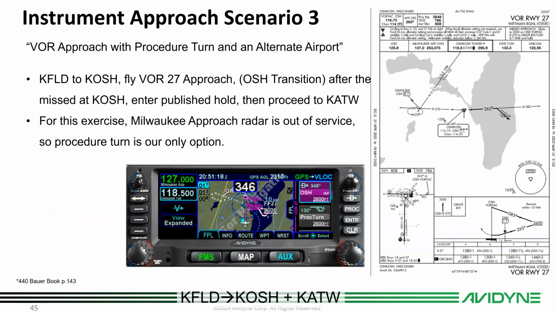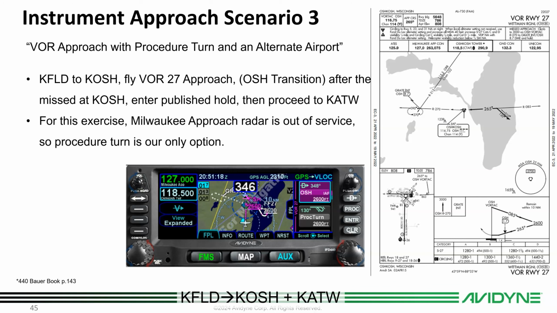Okay, for this scenario, we're going to fly a VOR approach with a procedure turn, and then we'll also load an alternate airport, in this case Appleton. So we're going to fly from Fond du Lac to Oshkosh, fly the VOR 27 approach with the Osh transition, and then after the missed approach, we'll enter a published hold, and then we'll proceed to Appleton for the next scenario.